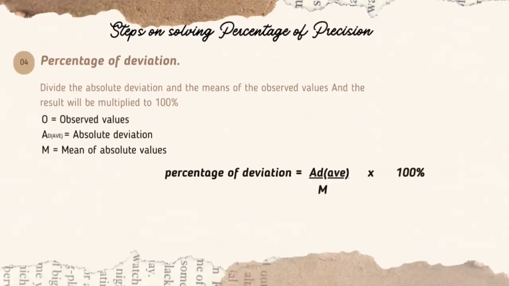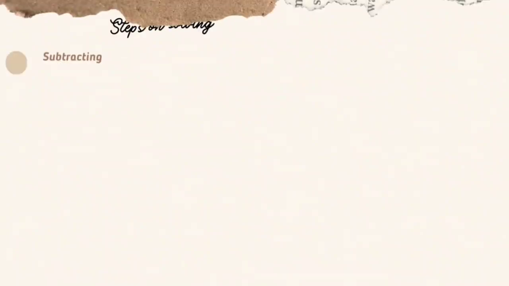After finding the absolute deviation, next is the percentage of deviation. To solve for it, we will divide the absolute deviation by the mean of the observed values. And the result, we will multiply by 100%. And lastly, subtracting the percentage of deviation from 100% will give us the percentage of precision.